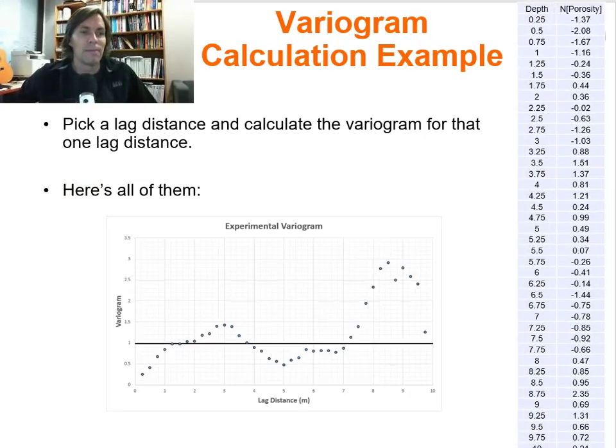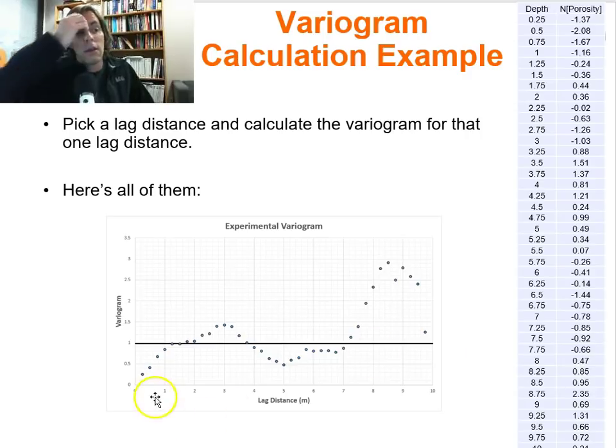So if you calculate the variogram for all the possible lag distances, this is what you would get. So we've got the sill equal to 1. If we were to pick the first lag, we should get a value somewhere close to about 0.25 to 0.27, something like that.